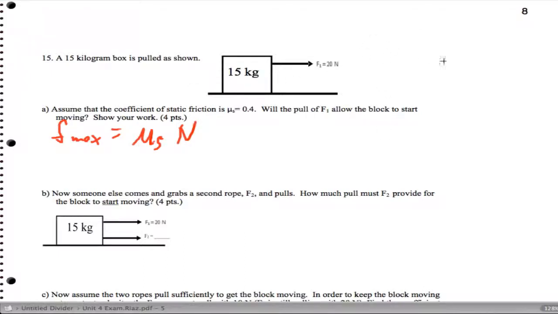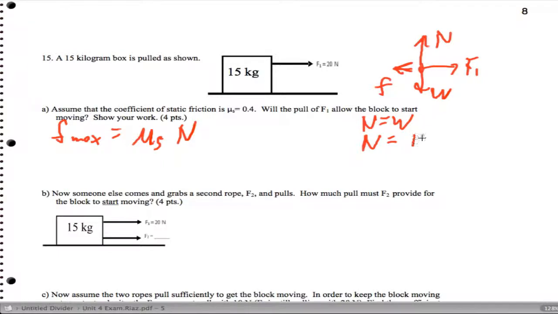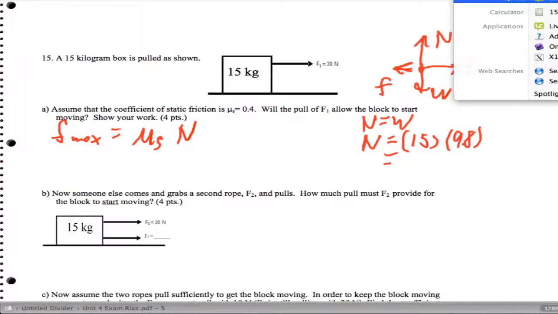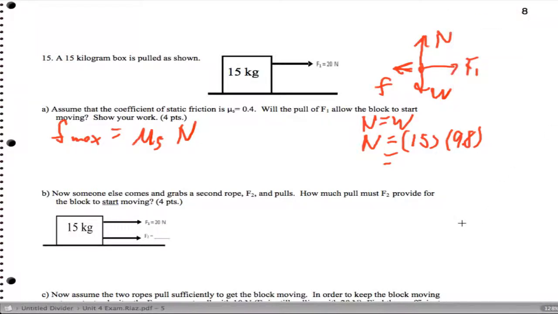And I'm not going to put anything into a formula until I've drawn a free body diagram. So I have a normal, I have a weight, I have F1, and I have a friction force. Now I know that the normal and the weight balance, so I can say that the normal equals 15 times 9.8, only because I know these two forces balance. So when I actually take 15 times 9.8, I end up getting a normal force of 147 newtons.